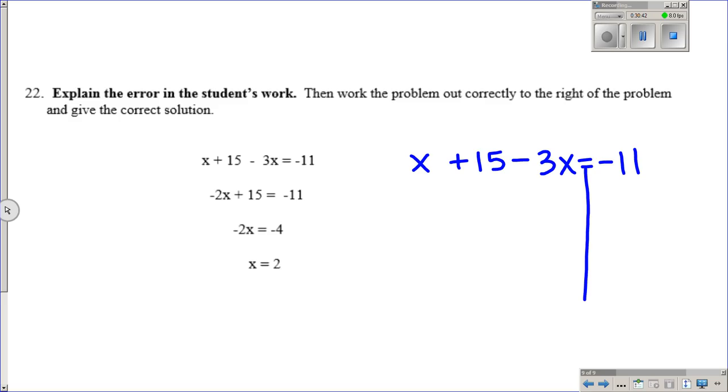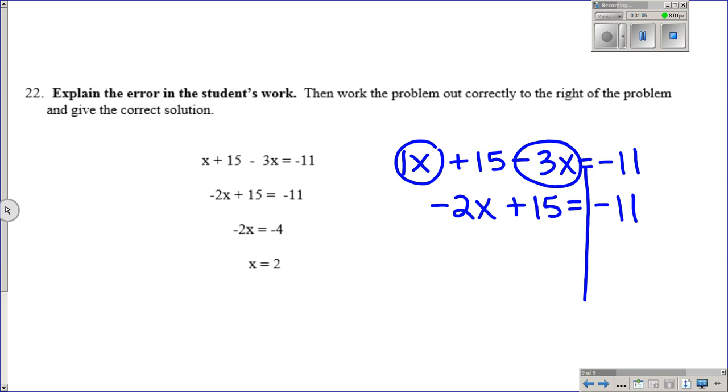And the first step is to always look to see if we have any grouping symbols, and we have no grouping symbols, so we can skip step 1. Step 2 is to look at the two sides to see if we can combine like terms, and on the left we can combine the x minus the 3x. And remember, there's an understood 1, so 1 minus 3 simplifies to negative 2x plus 15 equals negative 11. Okay, so far I would say my work matches the student's work.